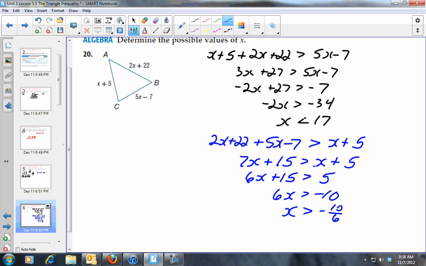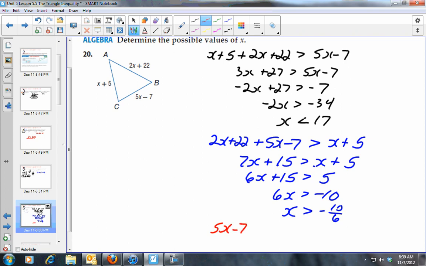Hey, didn't we already know that x had to be greater than a negative number if x is representing a side? Did that tell us anything we didn't already know? No. We already knew x couldn't be negative, so all it's doing is telling us it has to be greater than negative 10/6. I already knew that. All right, so let's try, what combination have we not done yet?